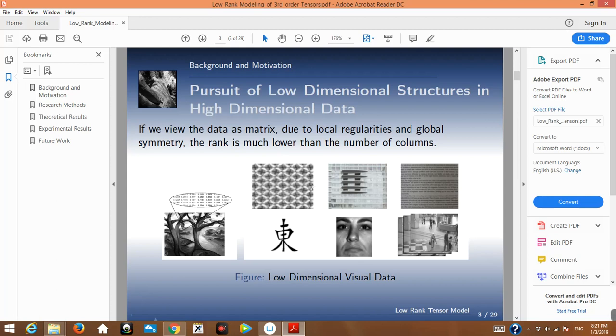So that means if we store those images in MATLAB, the matrices representing those images are low rank matrices. What I mean by low rank is that the rank is much smaller than the number of columns. So our research purpose is to pursue such low-rank structure in high-dimensional datasets.